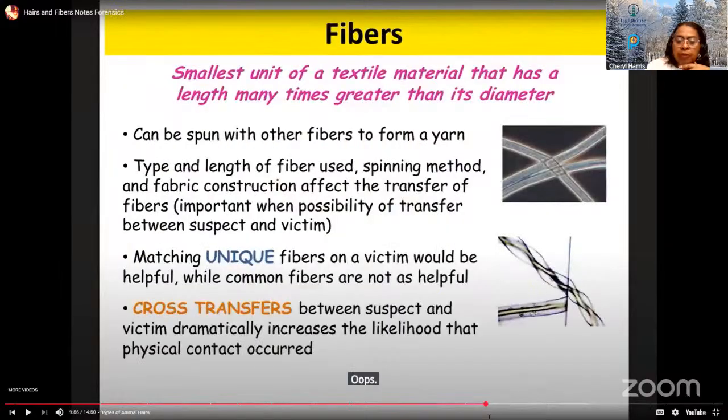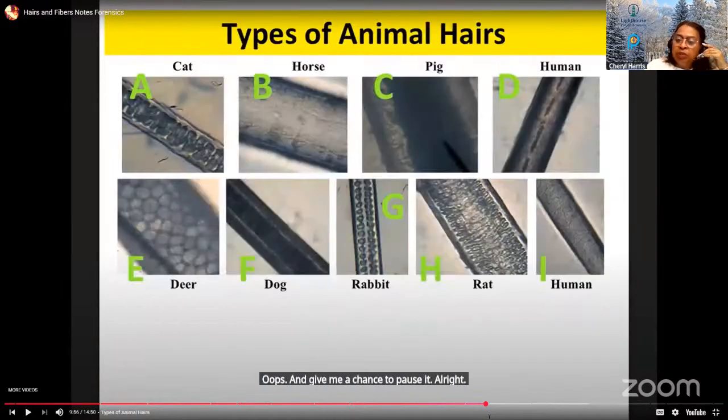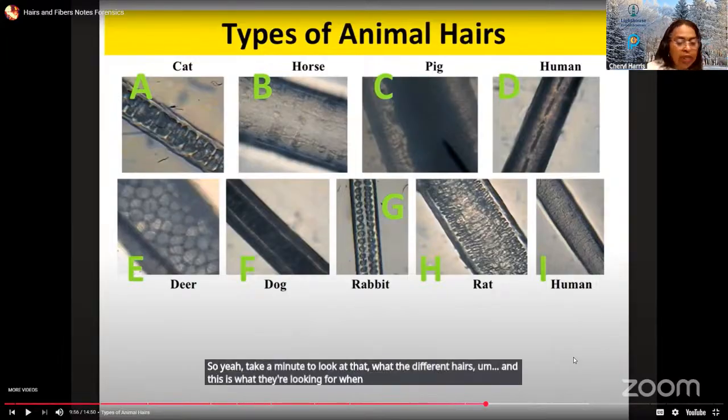Give me a chance to pause it. All right. So yeah, take a minute to look at that, what the different hairs, and this is what they're looking for when they send it to the lab under the microscope.